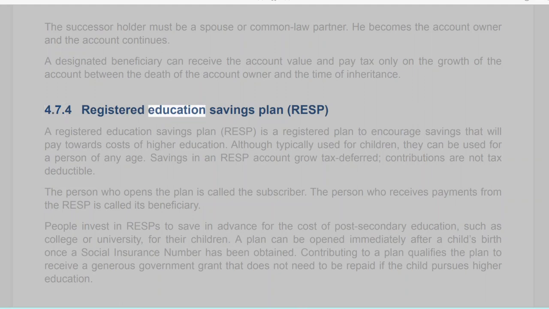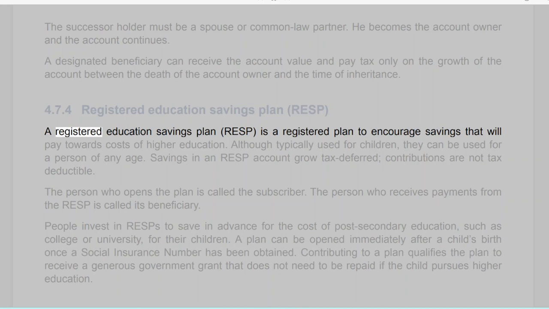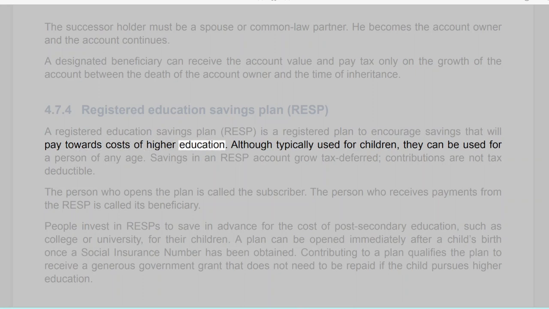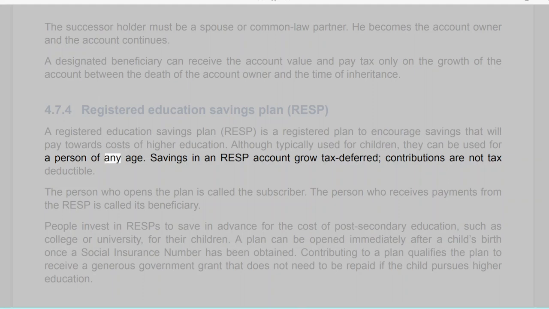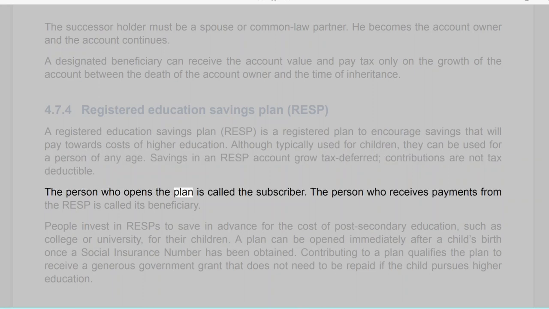4.7.4 Registered Education Savings Plan, RESP. A Registered Education Savings Plan, RESP, is a registered plan to encourage savings that will pay towards costs of higher education. Although typically used for children, they can be used for a person of any age. Savings in an RESP account grow tax-deferred, contributions are not tax-deductible. The person who opens the plan is called the subscriber. The person who receives payments from the RESP is called its beneficiary.